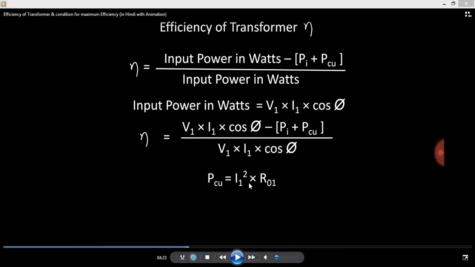I can write I1 square into R1 for the primary winding, and I2 square into R2 for the secondary winding. But usually, in order to make the equation simple, we say copper loss equals I1 square into R01. What is R01? The total resistance referred to primary. R01 equals R1 plus R2 dash. So in place of PCU, you can use this particular formula.